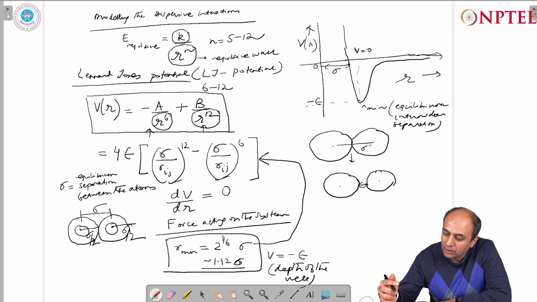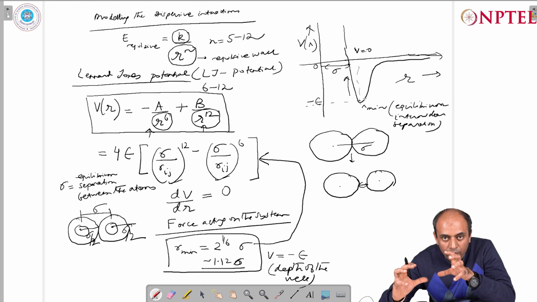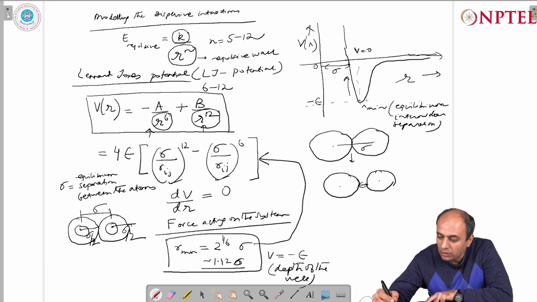Now when they compress each other, you see that the repulsive potential comes into picture and V(r) shoots up. Whereas when you increase the distance further, we know that these are short range forces, so the stabilization decreases and the potential energy tends towards 0. So there is a maximum stabilization at this particular R min value. Beyond this, the stabilization decreases, and lower than this it becomes highly repulsive in nature.